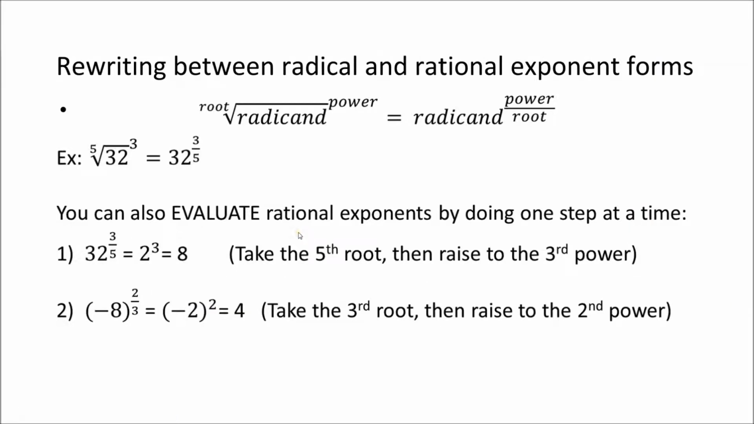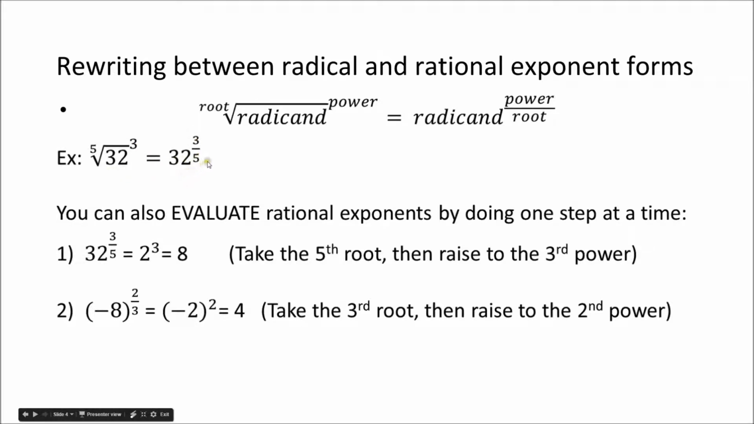All right, we're going to talk about rewriting between radical and rational exponent forms. Simply, this is what it means. If you've got, in this case, the fifth root of 32 to the third power, you can rewrite it this way: 32 to the 3/5 power.